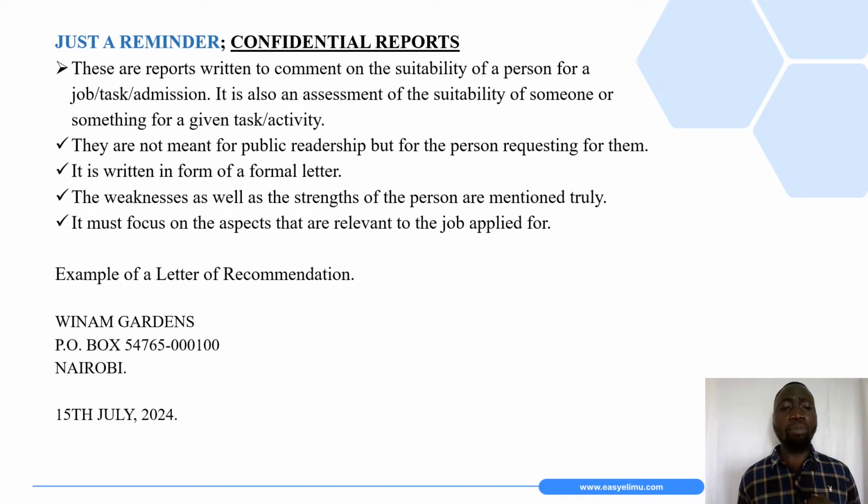identify or observe. So the next thing that we have on our screen, dear students, is a sample of a letter of recommendation. Because we said that these letters take the form of a formal letter, we have two addresses beginning with the address of the sender. Under the address of the sender, we have Winham Gardens, PO Box 54765, then 000100 Nairobi. So skip a line, then move to the date, and our date is 15th July 2024.